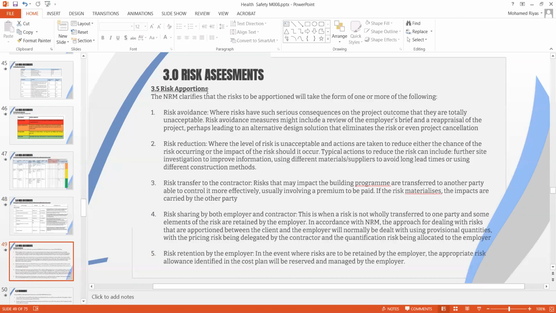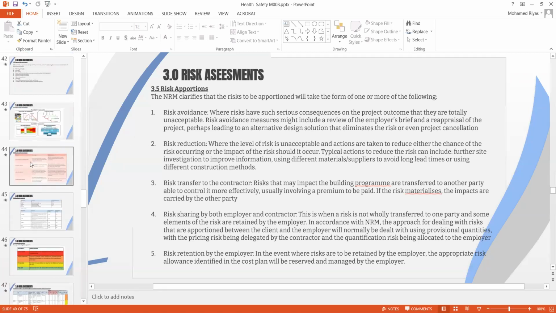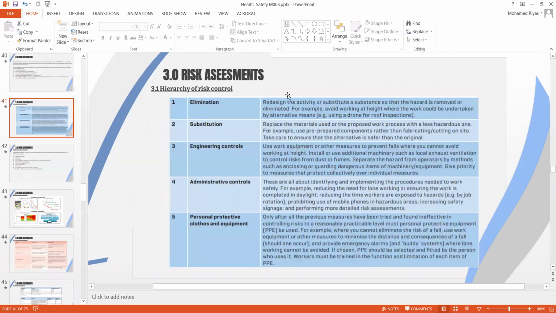Now coming to the risk apportionment, as we discussed, you could simply use the hierarchy of risk control: eliminate risk, substitute, engineering control, administrative control, and personal protective clothes and equipment. Use this simply to avoid an undesirable outcome.